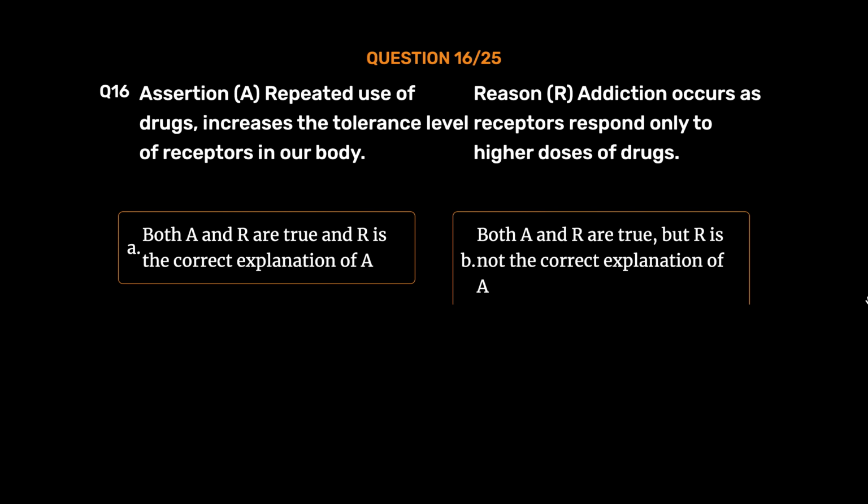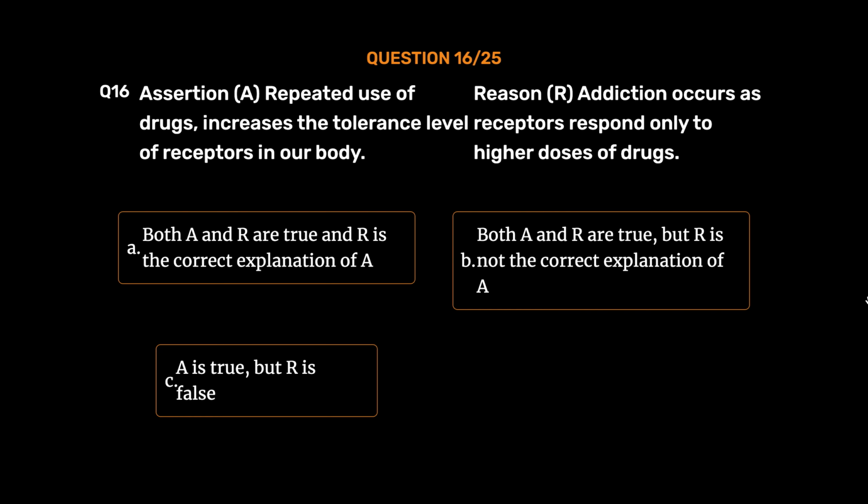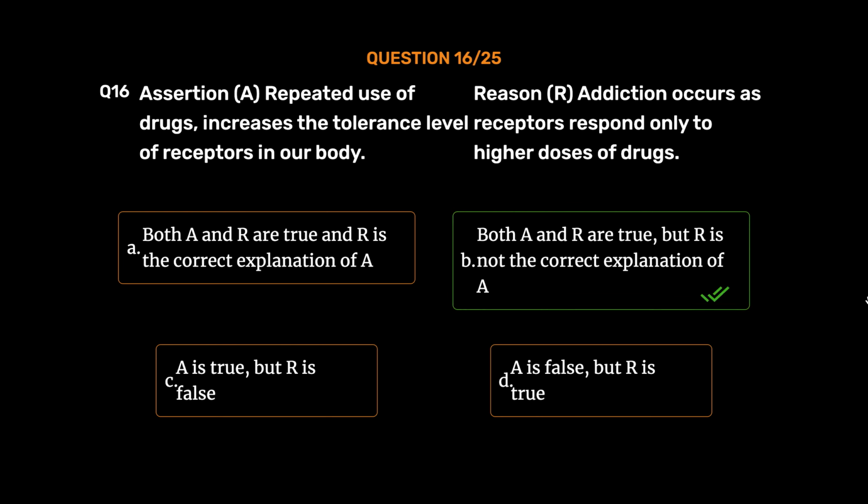Option B. Both A and R are true, but R is not the correct explanation of A. Option C. A is true, but R is false. Option D. A is false, but R is true. The correct answer is option B. Both A and R are true, but R is not the correct explanation of A.